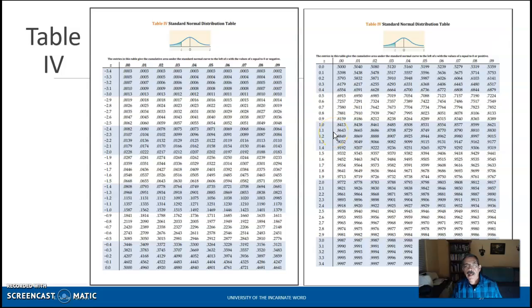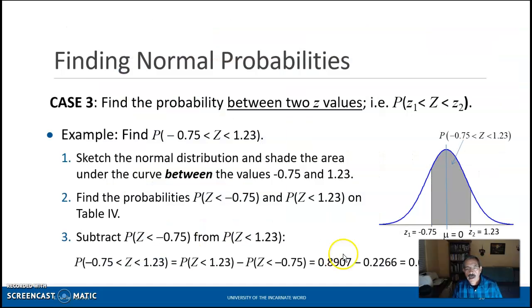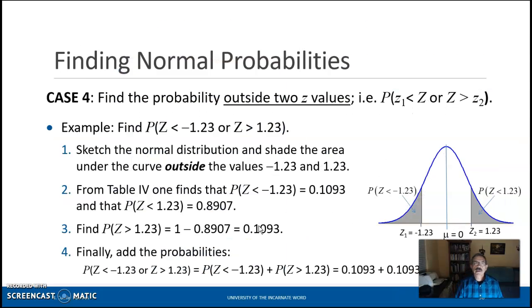The last, and here's where I find the probability minus 0.75. So here's minus 0.7. And if you go to 0.75, it's 0.2266. And that's what we have right here. All right, very good. So the last case is where they ask us to find the probability that z is to the left of some z1 value or to the right of some z2 value.